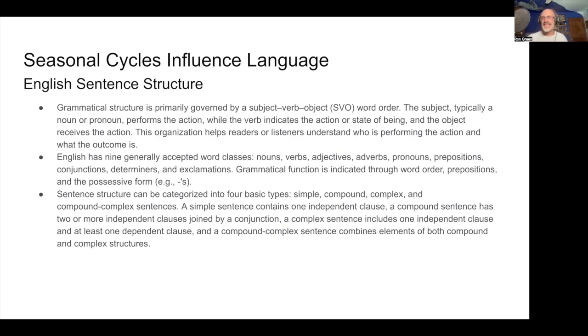A complex sentence includes one independent clause and at least one dependent clause. I went to the store with my wife. And a compound complex sentence combines elements of both compound and complex sentence structures. So, I went to the store with my wife, but I didn't buy anything.